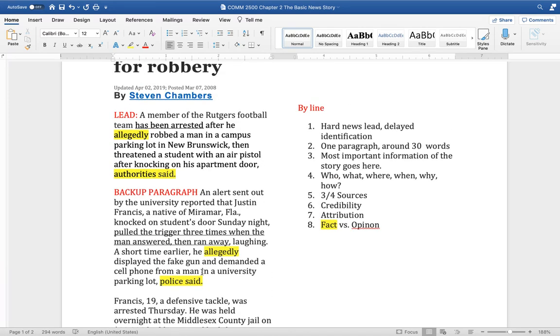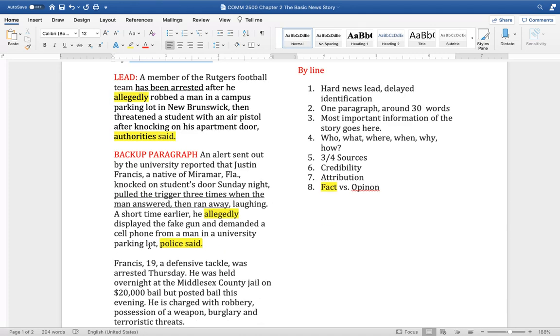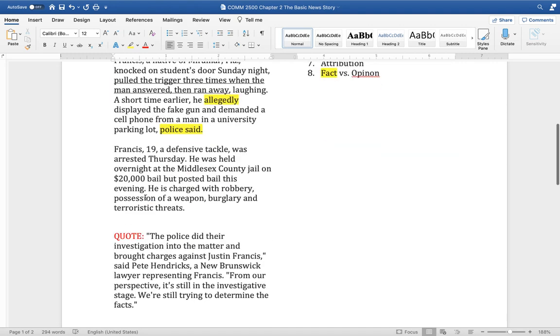Anyway, that is a hard news story. Those are the elements of a hard news story. You start with the lead, right? One paragraph, around 30 words. The most important information goes in that paragraph, which is one sentence. You answer the most important of the 5 W's and how. Your second paragraph is a backup paragraph. And whatever you say in the first paragraph, you have to support in the second, right?